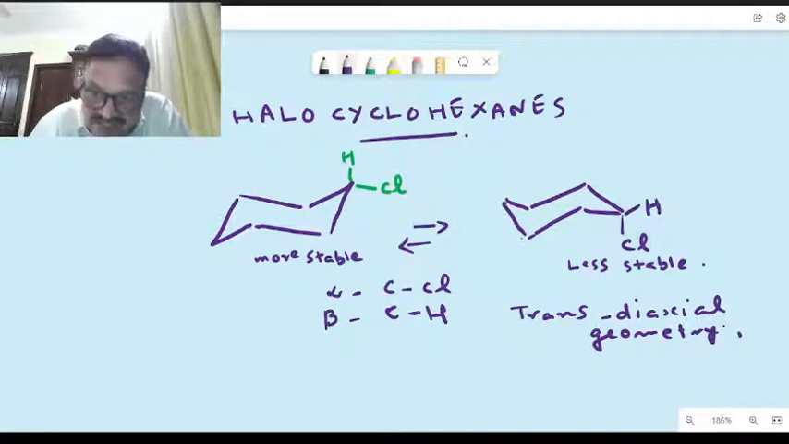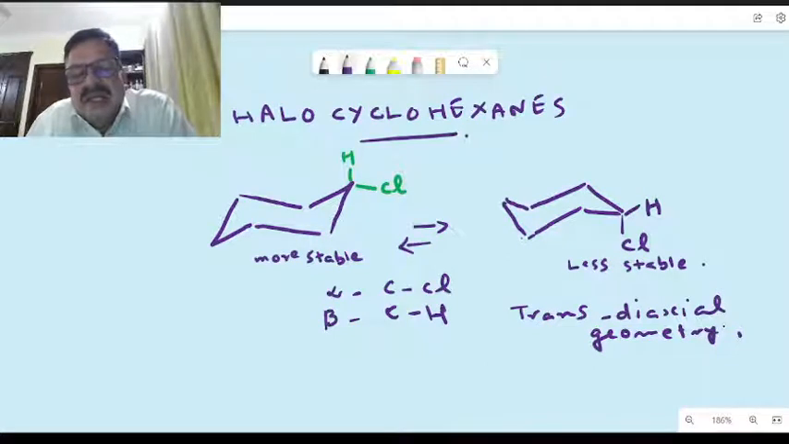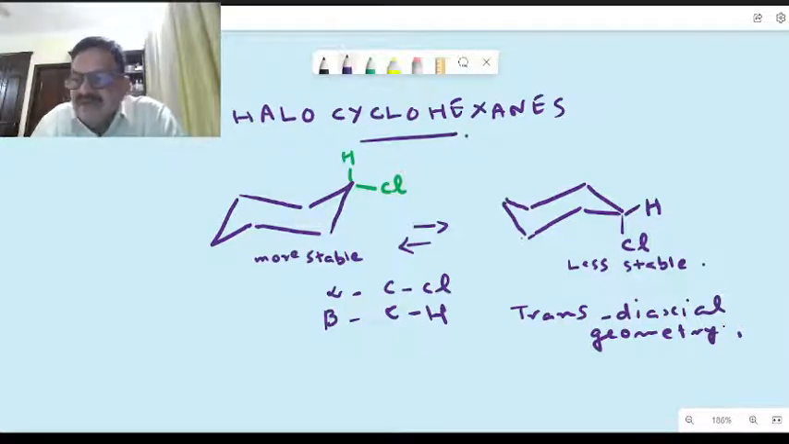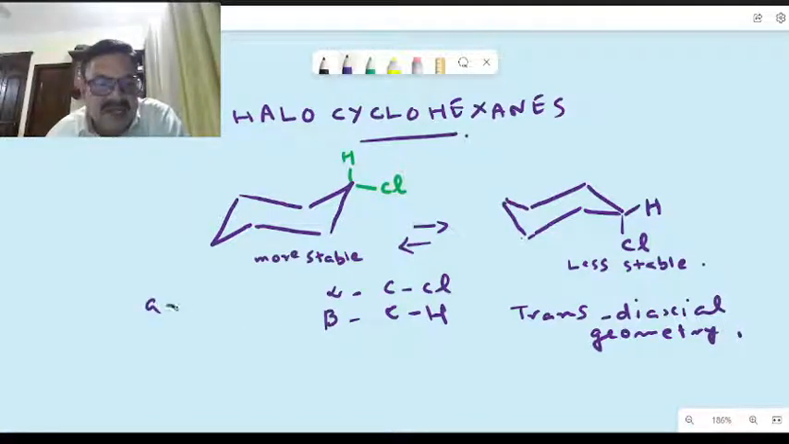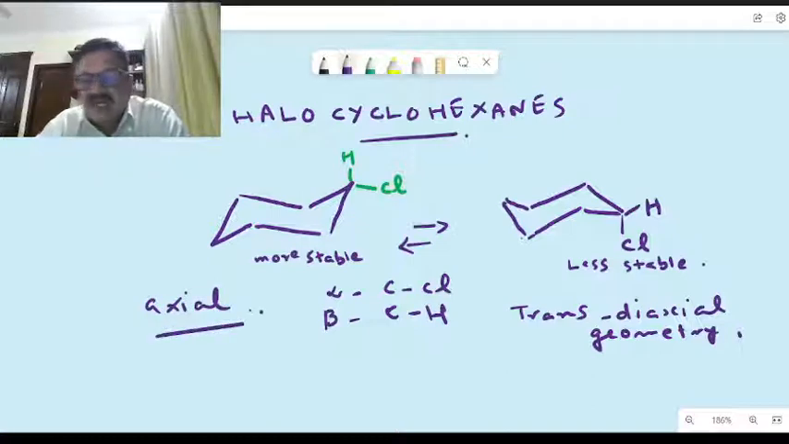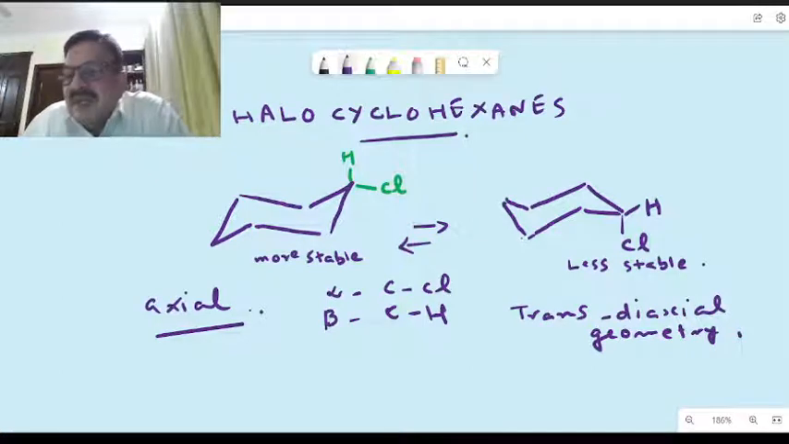It will take place only when the C-Cl bond and the beta C-H bond are anti-periplanar. Correct? So for E2 elimination, the C-Cl bond must be anti-periplanar to the C-H bond on the beta carbon atom. This will occur only when the hydrogen and chlorine atoms are both in the axial position. That is why it is known as trans diaxial geometry, the geometry preferred for E2 elimination.